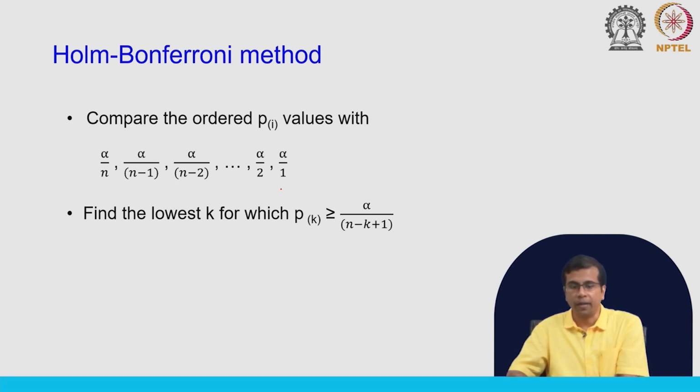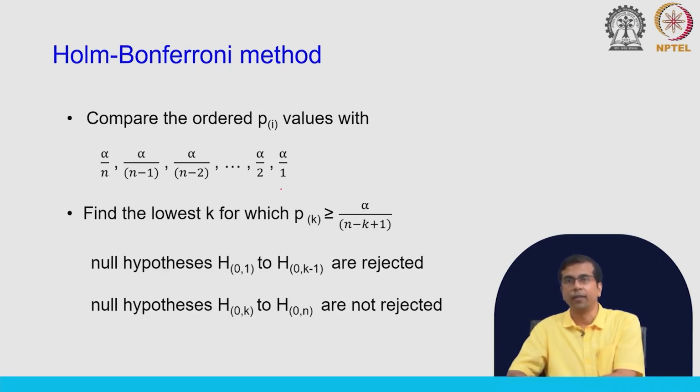Okay. So, let us say you find this at k equals 10. So, alpha divided by n minus 9. You are comparing this and you see that p 10 is greater than alpha divided by n minus 9. So, what do you do then? Once you find that, you reject the null hypotheses h naught 1 to h naught k minus 1, and then you keep, or do not reject, the hypotheses h naught k to h naught n.